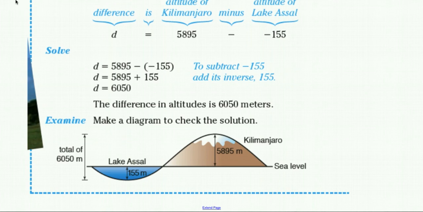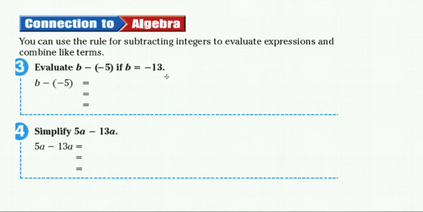Let's take a look at example number 3. Let's do some algebra. You can use the rules for subtracting integers to evaluate expressions and combine like terms. So let's evaluate b minus negative 5 if b equals negative 15. Remember, the word evaluate means to find the value of, and there are 2 steps to find the value: substitute and simplify.